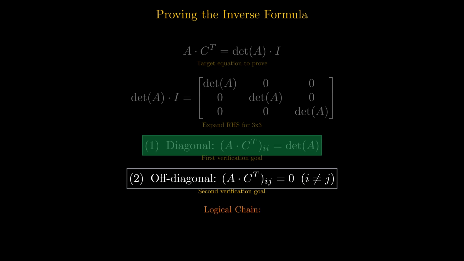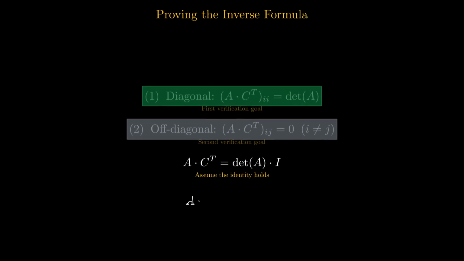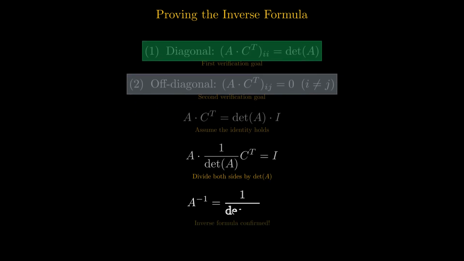Now here's the key logical chain. If we can establish that A times C transpose equals determinant of A times the identity, then we simply divide both sides by the determinant of A. This gives us A times 1 over determinant of A times C transpose equals the identity matrix. And that confirms exactly what we wanted: inverse equals 1 over the determinant of A times C transpose.